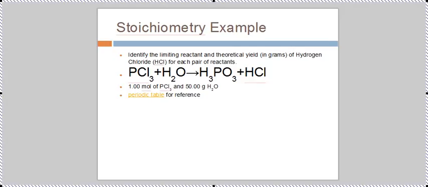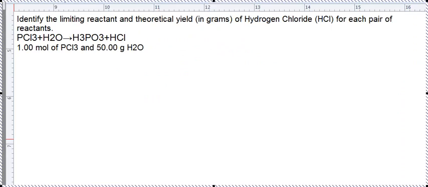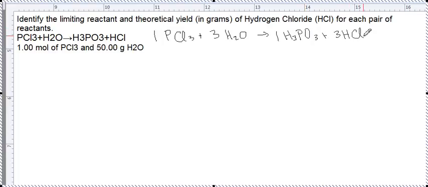First of all, that equation is not balanced. Although, since I'm using the exact same equation as the problem before, balancing it is not going to be that bad because we just did it. We already know that that's supposed to be 1 PCl3 plus 3 moles of H2O, and that will give you 1 mole of H3PO3 plus another 3 moles of hydrochloric acid.